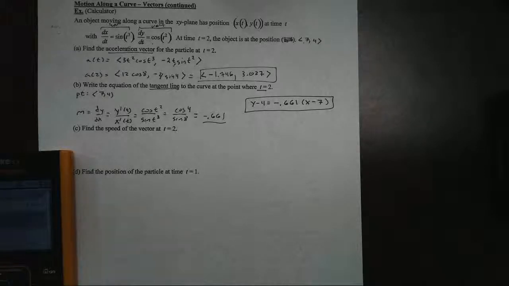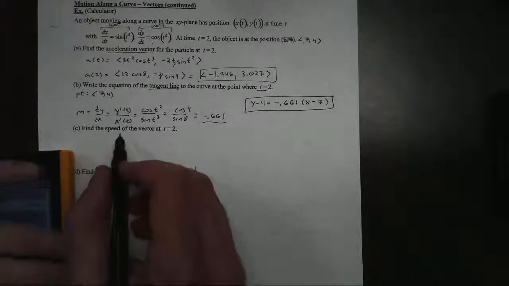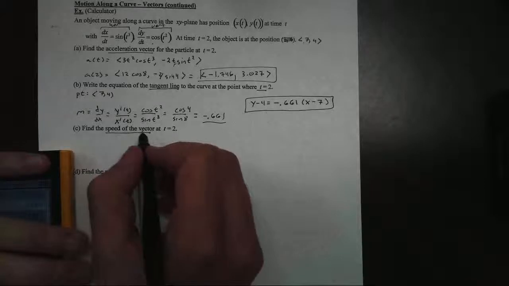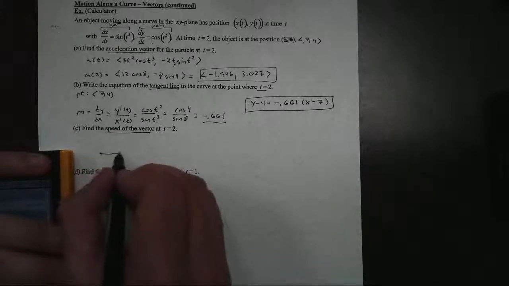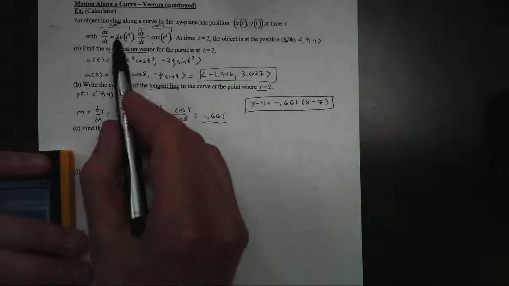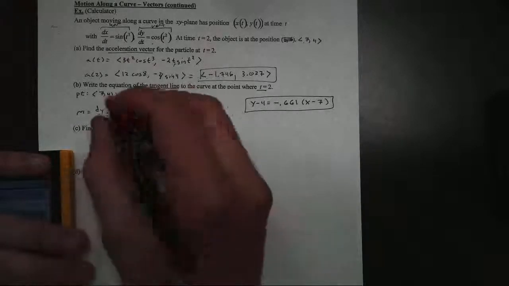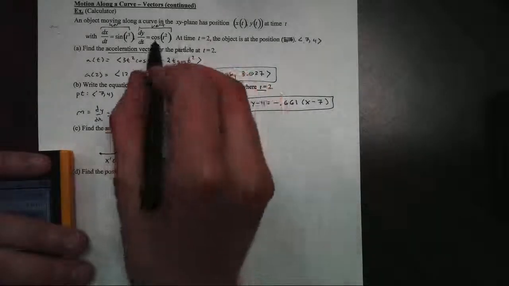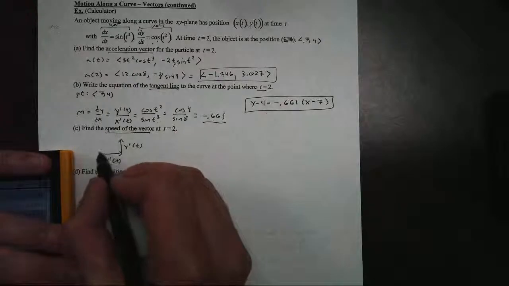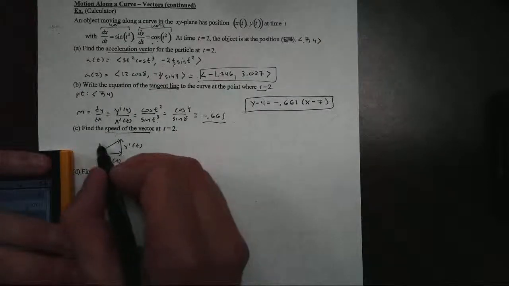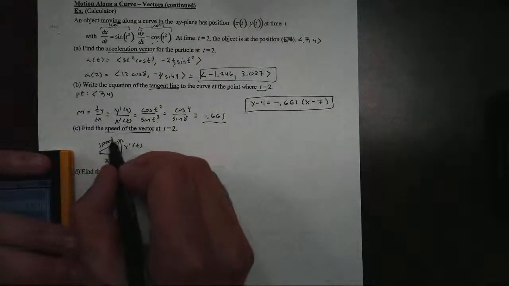So for part C, now we're looking for the speed of the vector. We should remember from yesterday, we want the actual speed. But remember, they give me the component speed. They give me x prime of t, the horizontal component for this velocity, and they give me the y component for the velocity, or y prime of t. We're looking for the speed. That's this magnitude right there.